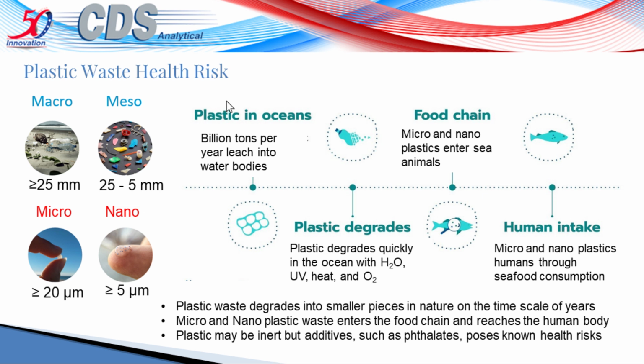So these larger plastics will degrade into micro-sized particles and nano-sized particles, micro being between 20 micrometers and 5 millimeters, and nano being under 5 micrometers. Once we've reached that size of particle, this starts to enter the food chain and food tissues because it's consumed by the animals. It's small enough to enter the system of the animal. And then as soon as we eat seafood, we are taking in these micro and nanoplastics.